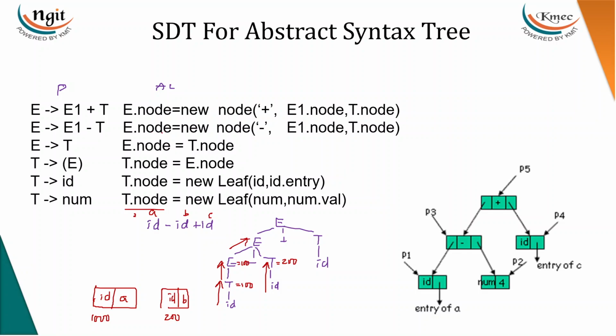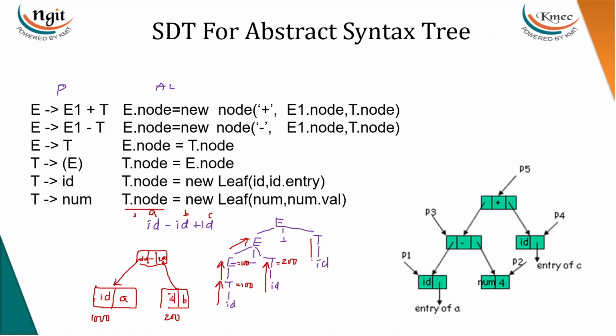We have to create a new node with minus as its node, and the left side is E1 dot node, meaning the child 100. So here it should be 100, meaning the link will be established to this. And the right side is T dot node. What is T dot node here? 200. So here 200 means this is pointing to this.